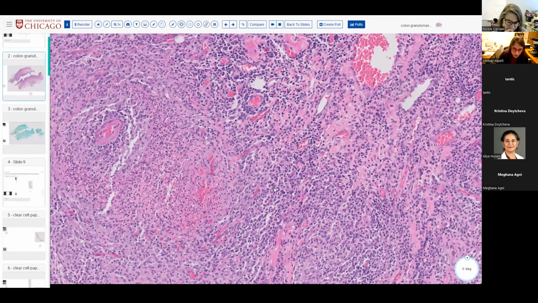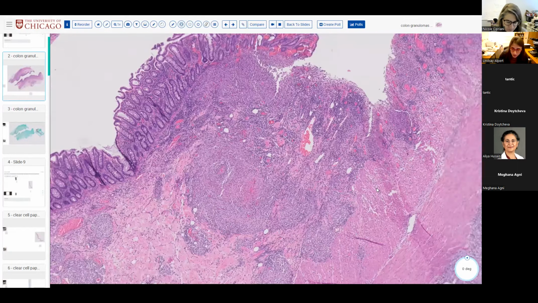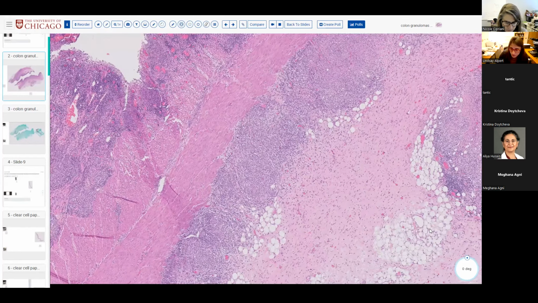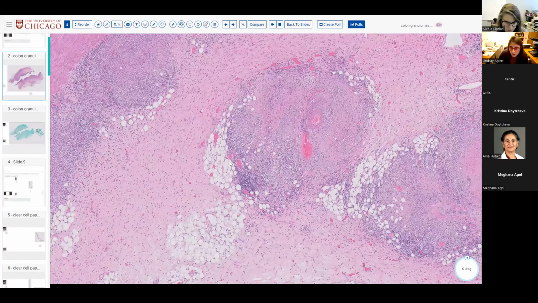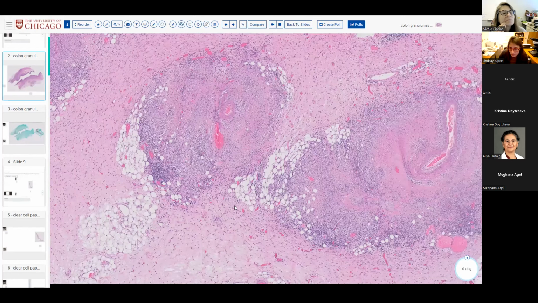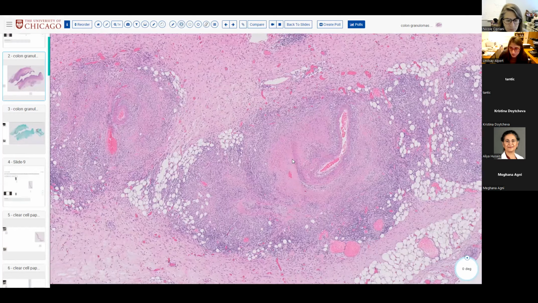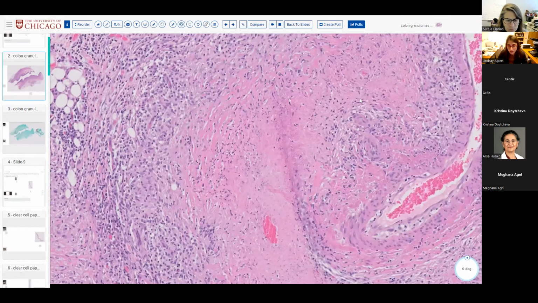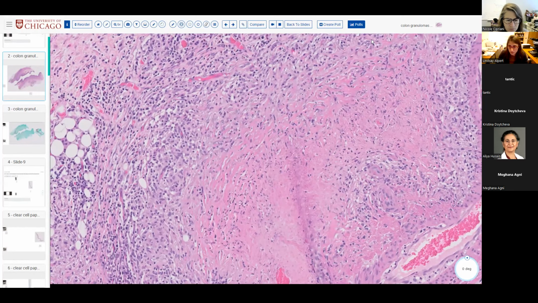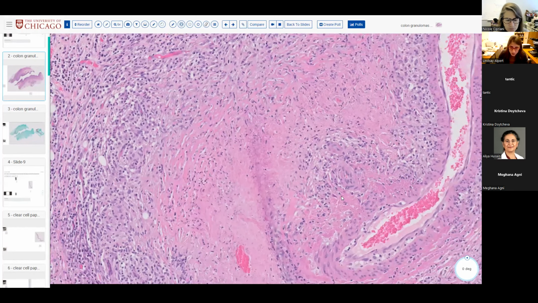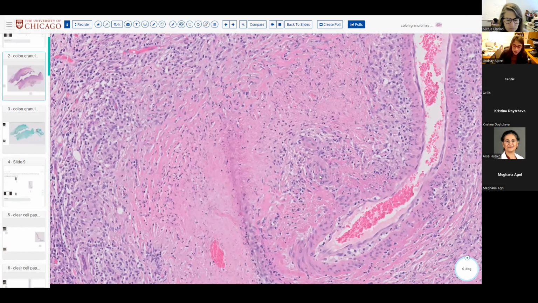But even deeper in the wall, in these areas down here, like next to this vessel here, you can also see that there's a lot of necrosis with this granuloma, this inflammation around it. So obviously you're seeing something that's not exactly typical for ulcerative colitis, because you have a lot of granulomas.